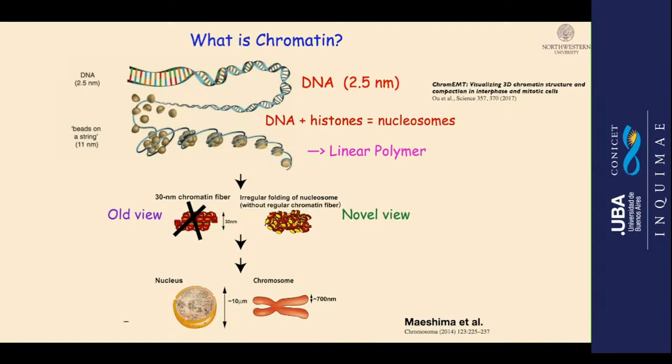The polymer folds to form an irregular fiber. Further heterogeneous folding forms the chromosomes.